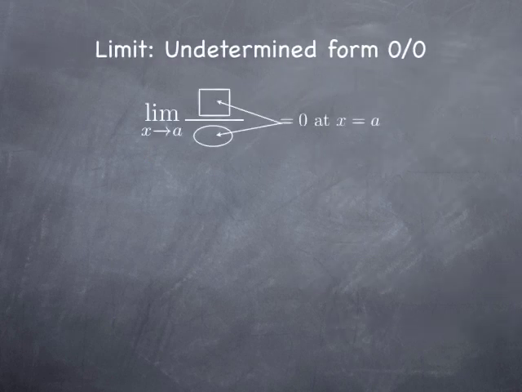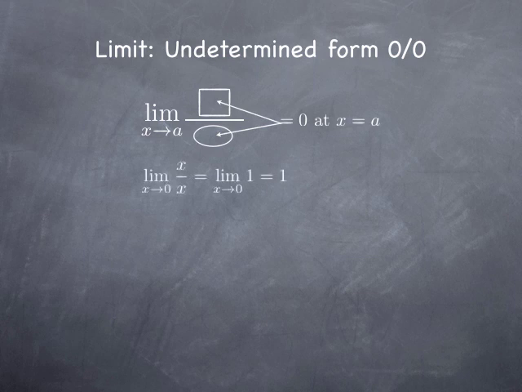Let's take a look now at the case where both top and bottom are approaching 0 as x is approaching a. In other words, if I plug x equal a, at the top I get 0, at the bottom I get 0. This is called an undetermined form of the type 0 over 0. Why undetermined? Because we cannot just decide from this what the limit is. Let's look at some very basic example to convince ourselves that we cannot decide.